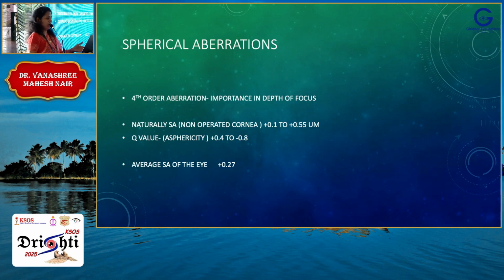The most important one in our practice is spherical aberration. This is a fourth order aberration, and it is important because every eye has a natural spherical aberration of 0.1 to 0.55 microns, and it aids us in depth of focus. It gives us some depth of focus. The average spherical aberration of the eye is plus 0.27.